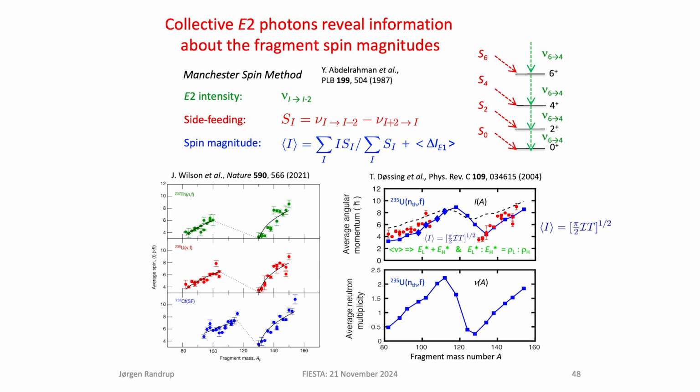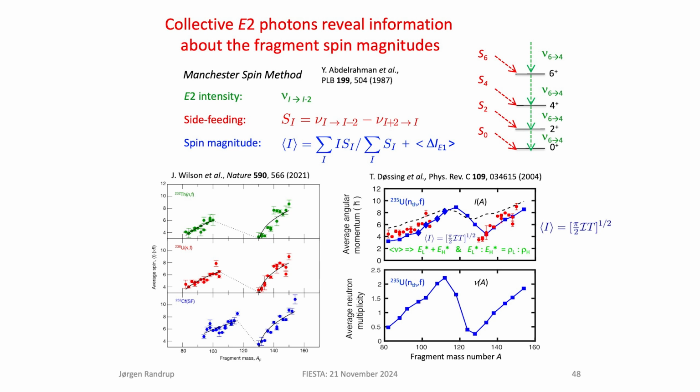The side feeding is the difference between the intensity here and the intensity here. Just so you know with the side feeding that you got into this, and so you know how much the angular momentum was, plus you have to do a correction for whatever was taken out by the E1s, which they say is about 1. So then you can measure the spin magnitudes. So that's very simple. It at least sounds simple to me. It's probably a lot of work.